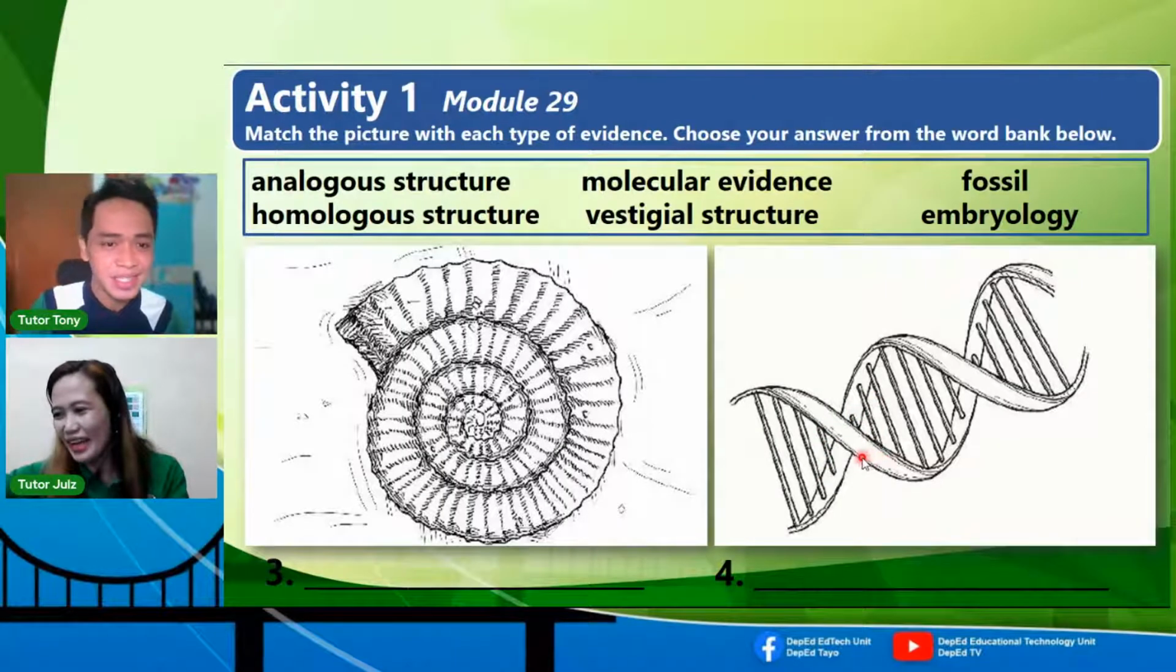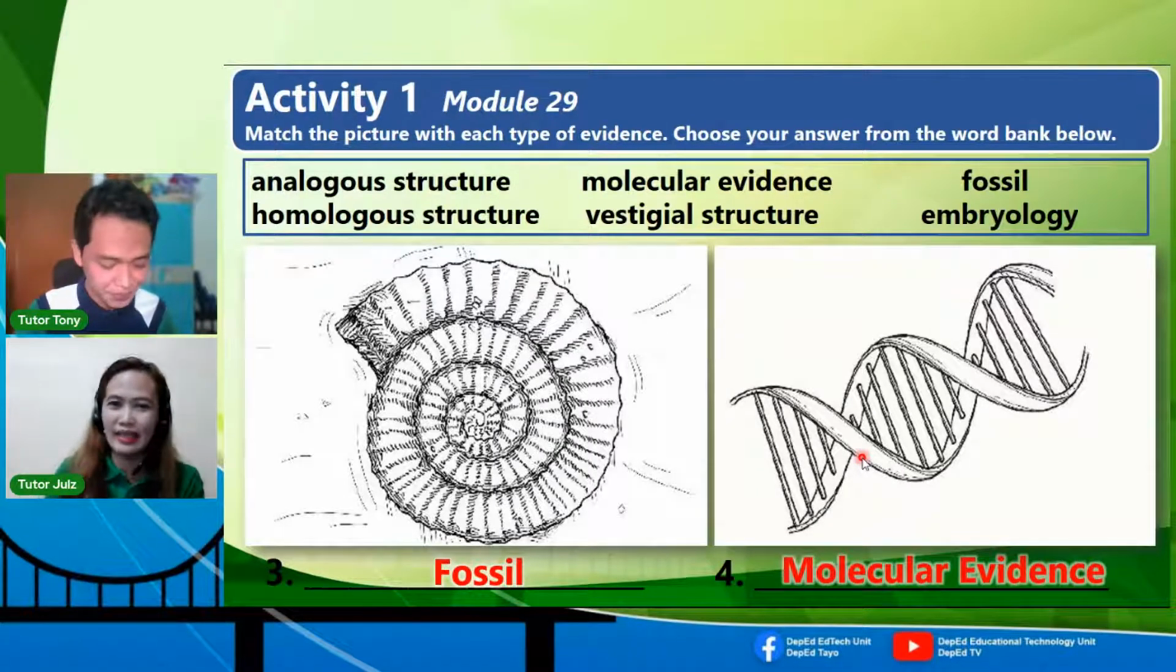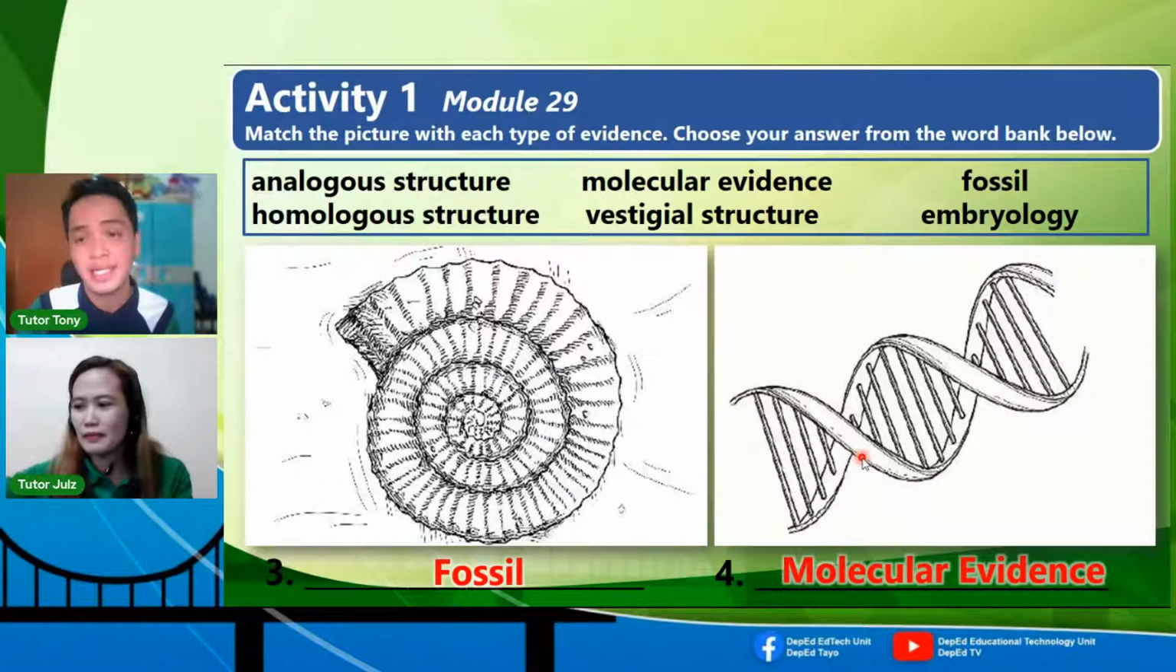This one is very easy. Okay, you're right. Fossil. Ayan, number 5. John Patrick, you're correct. Zern, you're correct. Micaela Castillo, fossil. Yes, sa number 6 naman, molecular evidence. You're right, Hershey Laksa. Molecular evidence. Okay. So 5 and 6 yan mga ka-ELS.